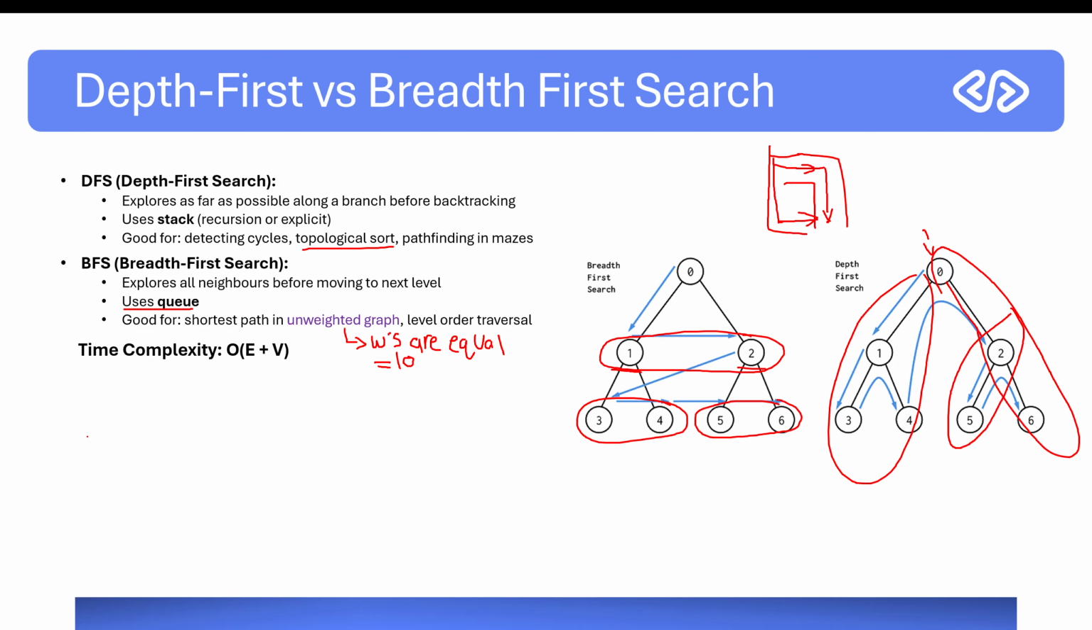And for both of these, they're going to be E plus V time. Convince yourself that we're only going to be checking what we haven't seen, right? So we're keeping track of where we are. So we're only going to go to V vertices, and we are going to be checking E edges. And so that is true for both of them. So we just get the sum of the two.